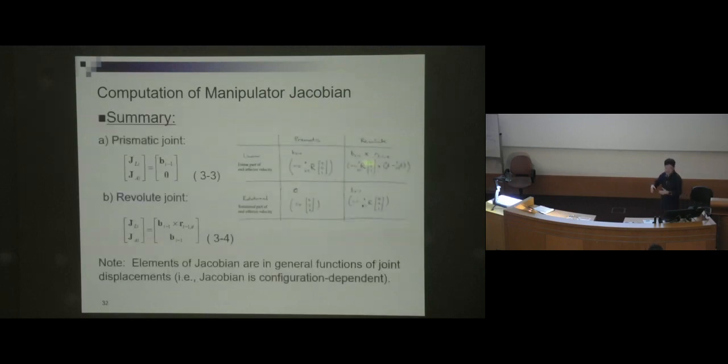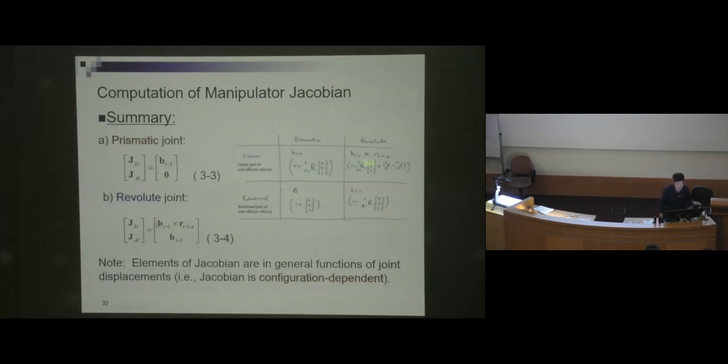So in summary, if you put everything together, you will find that to determine the JLI and JAI for a prismatic joint, JLI will be equal to your BI minus 1, and JAI will be 0. For a prismatic joint there's no rotation, so it's obviously 0. This is what happens to your prismatic robot. So it only consists of the linear element.